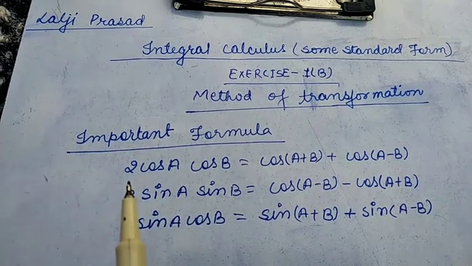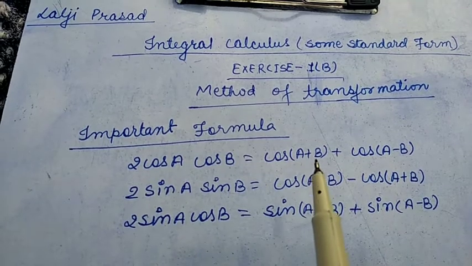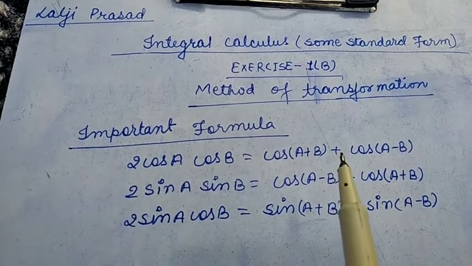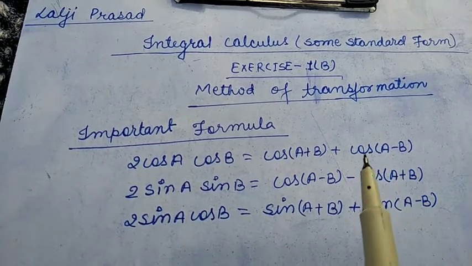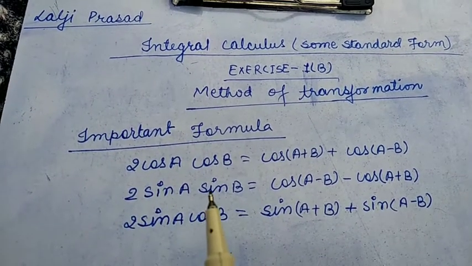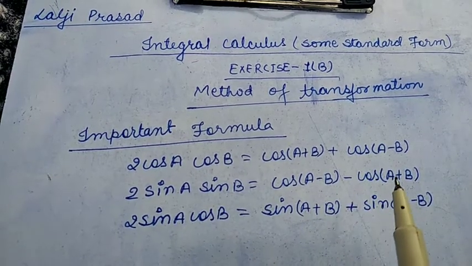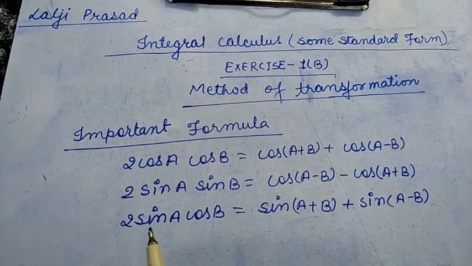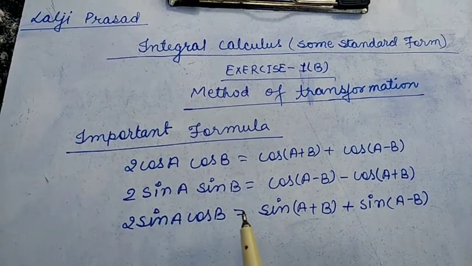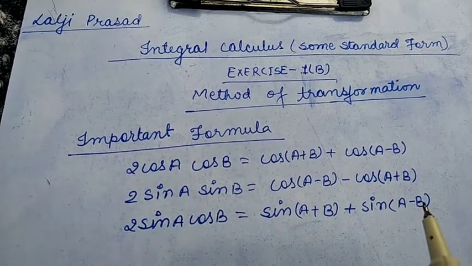So listen to this. 2 cos a cos b is equal to cos(a plus b) plus cos(a minus b). Next, 2 sin a sin b is equal to cos(a minus b) minus cos(a plus b). The third one is 2 sin a cos b is equal to sin(a plus b) plus sin(a minus b).